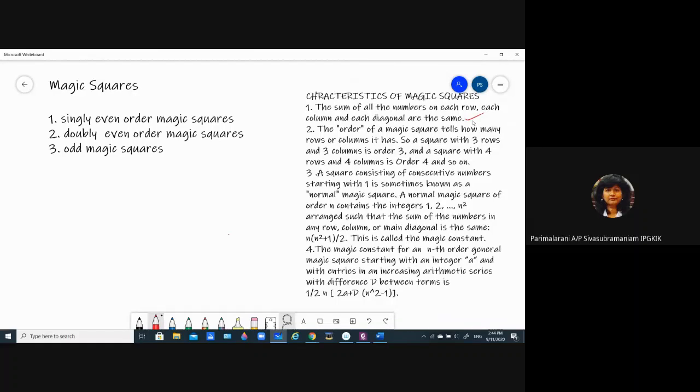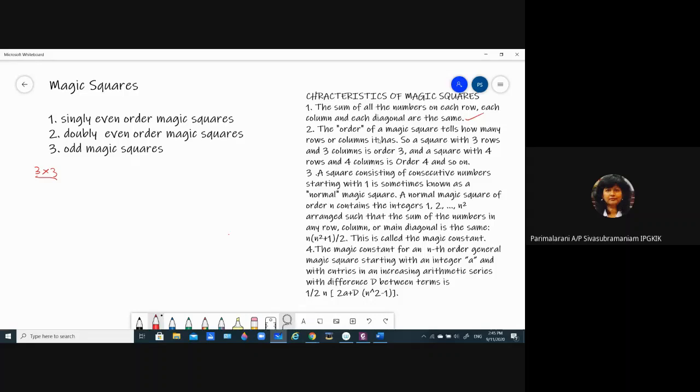And number two, the order of a magic square tells how many rows or columns it has. So a square with 3 rows and 3 columns is order 3. Sometimes we say the magic square is 3 by 3. 3 by 3 means this is order 3. It has 3 rows and 3 columns like this. So order 4 will mean that it has 4 rows and 4 columns.